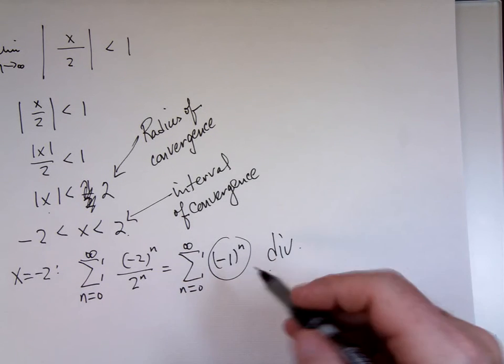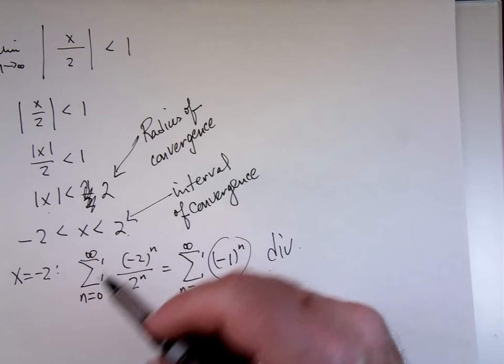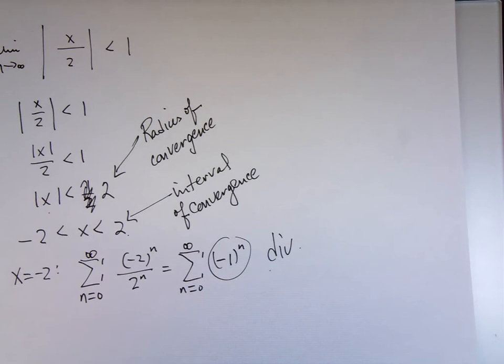That's correct. What the problem is, the limit as n goes to infinity is not 0. It goes 1, -1, 1, -1, 1, -1. There is no limit as n goes to infinity. If the limit of the nth term is not 0, forget it. The series will diverge. This series diverges. So that endpoint is not included in our interval of convergence. It diverges at that endpoint.